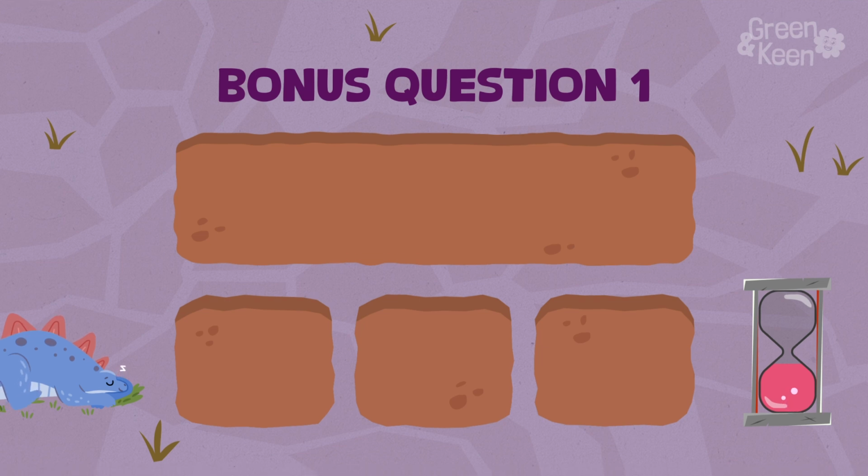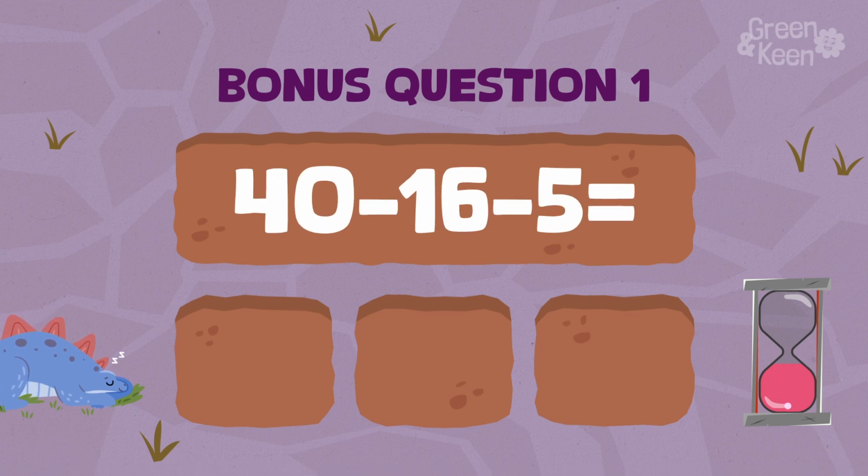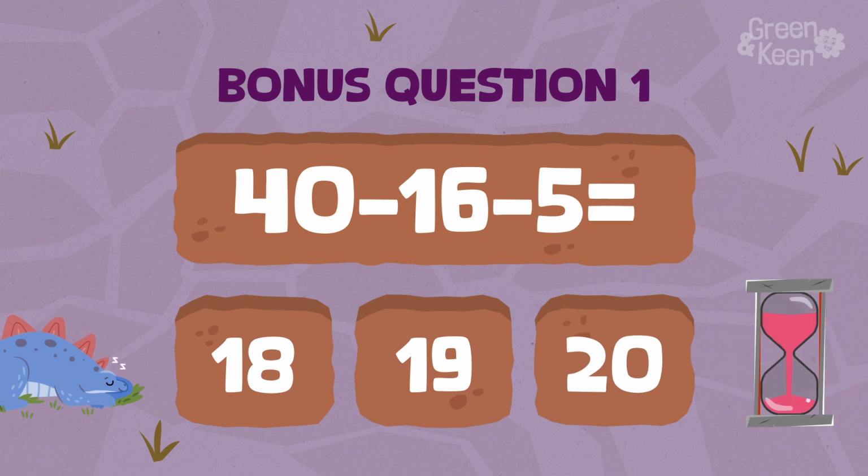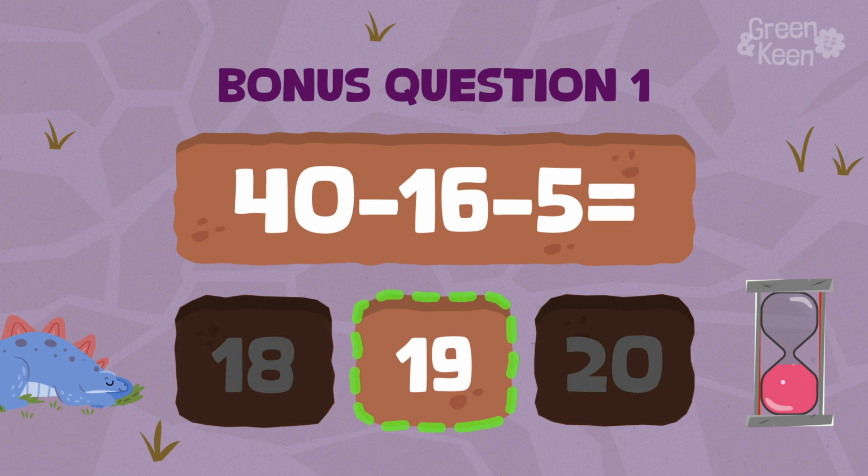Get ready for bonus round. Bonus question number 1. 40 minus 16 minus 5 equals? The answer is 19.